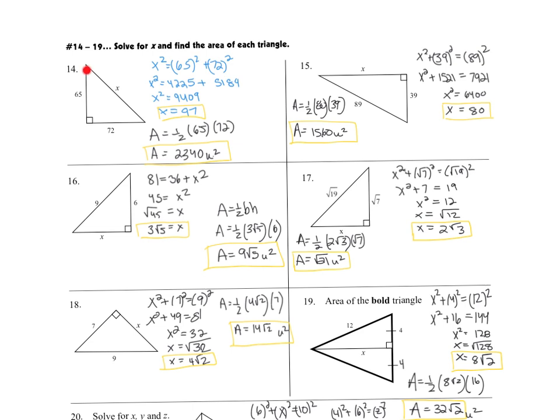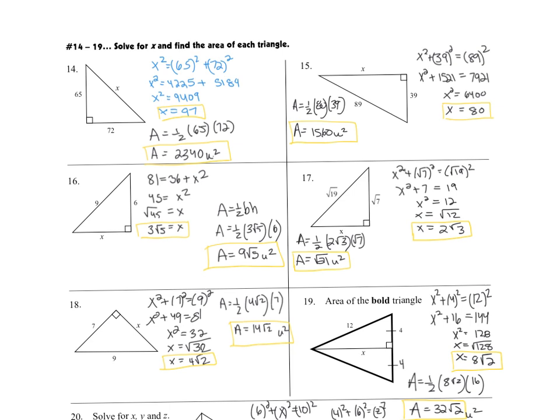So in number 14, we are given the two legs and need to find the hypotenuse. And so that would be that x squared is equal to 65 squared plus 72 squared. When we add those together and then square root, that is a perfect square, and so x is 97. So that gives us the hypotenuse, and then the area is equal to 1/2 the base times the height, which is right here, and then that gives us 2,340 units squared.